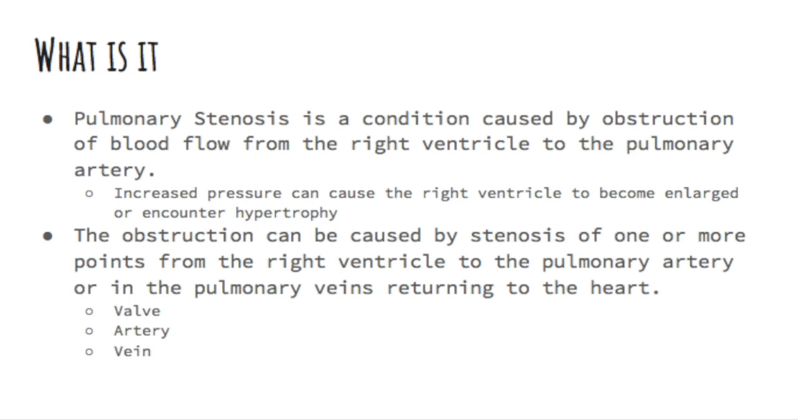It's a condition that's caused by obstruction of blood flow from the right ventricle to the pulmonary artery. This increased pressure can cause the right ventricle to become enlarged or encounter hypertrophy. The obstruction can be caused by stenosis of one or more points from the right ventricle to the pulmonary artery or in the pulmonary veins that are returning to the heart. And some different spots of stenosis can be in the valve itself, the artery, or vein. And throughout this PowerPoint, we will kind of talk about how the stenosis occurs in each area of the heart.